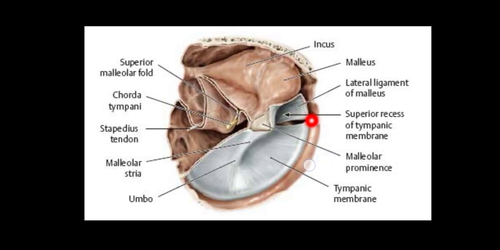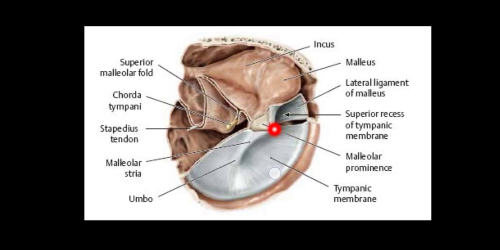This shows the folds and its architecture. Above is the superior recess of the tympanic membrane. This is the lateral ligament of malleus. Malleus, incus. This is the superior malleolar fold. That's the chorda tympani passing forward in that small tiny fold there.